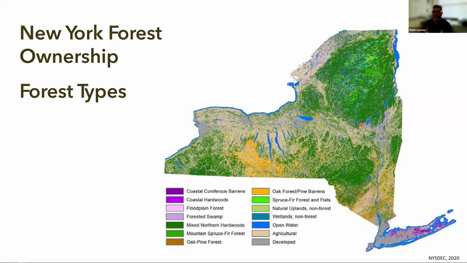And if we switch to looking at the forest types within New York State, we can clearly see how the Adirondacks stand out as this massive, contiguous forested area, primarily made up of mixed northern hardwoods, spruce-fir forest in the mountains, and spruce-fir forest again in the flats and some of the lowland areas. And we'll get more into that in a minute.